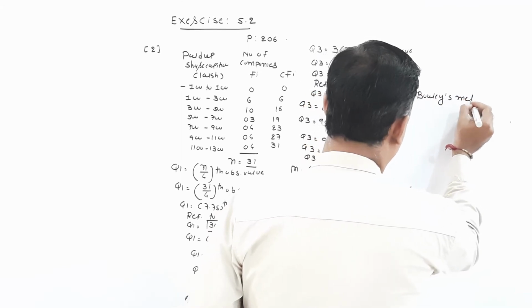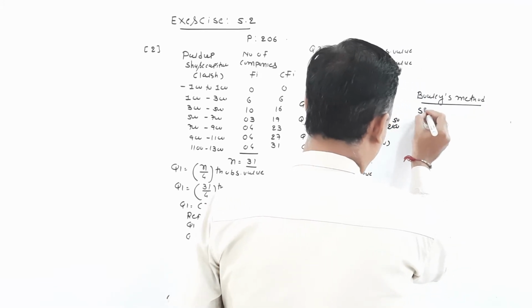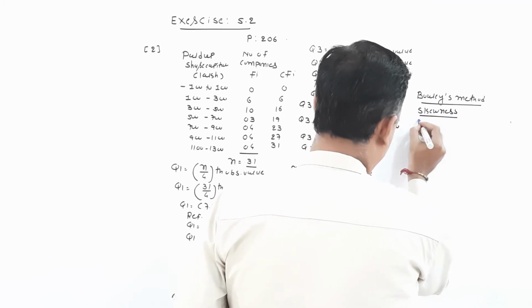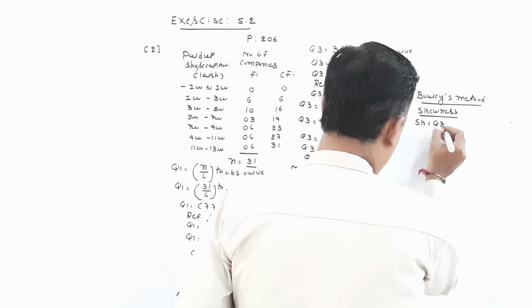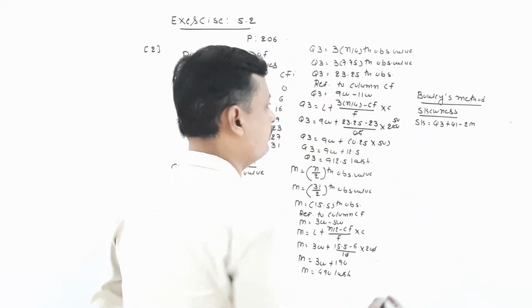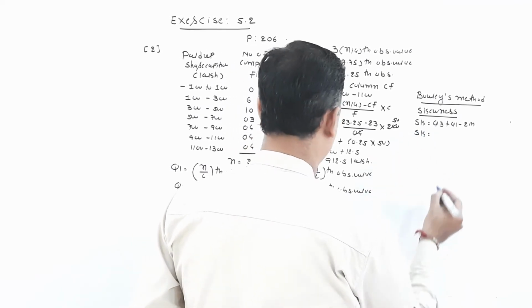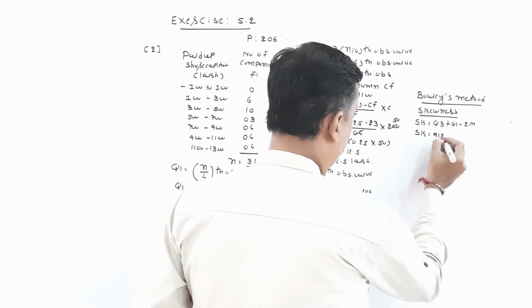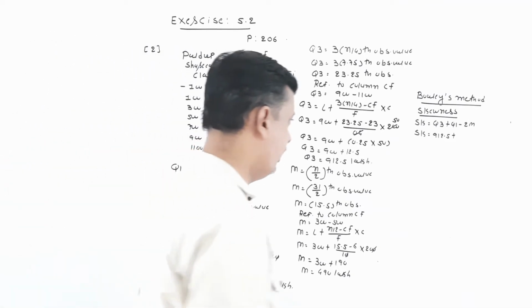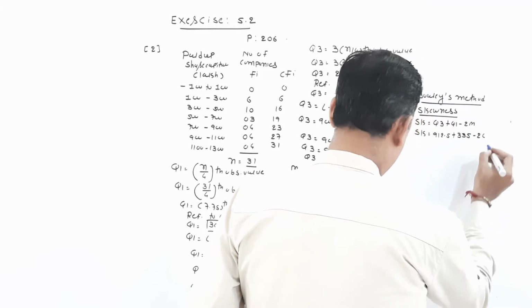Bowley's method, skewness means SK = Q3 + Q1 minus 2M. Q3 is 912.5, Q1 is 335, and median is 490.